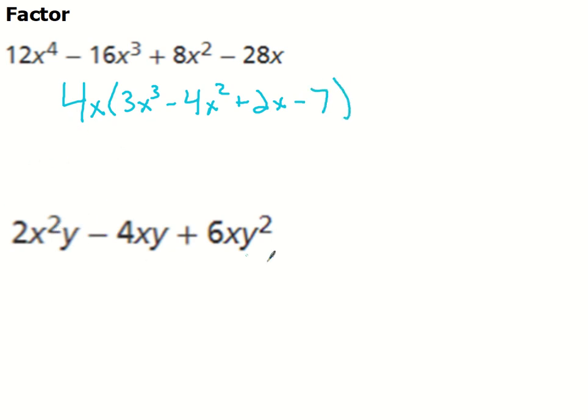So here, I'm looking at my integers. My greatest common factor is 2. X's, I have 1 x in common, so that's 2xy. So that's what I'm dividing by. Well, when I divide by that, 2 divided by 2 is just 1. X squared divided by x is x, and that's it. Y divided by y cancels out. Minus, that's just going to be minus 2, and then this is going to give me plus 3y.